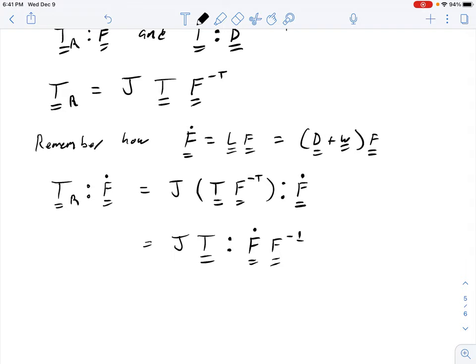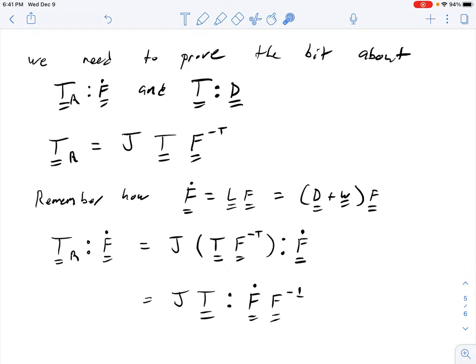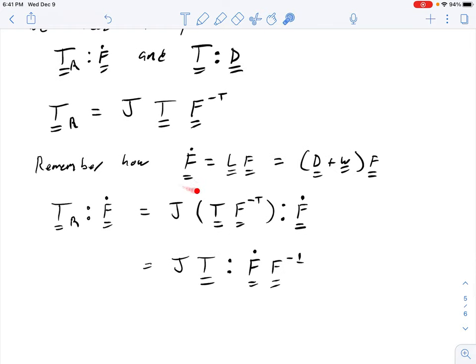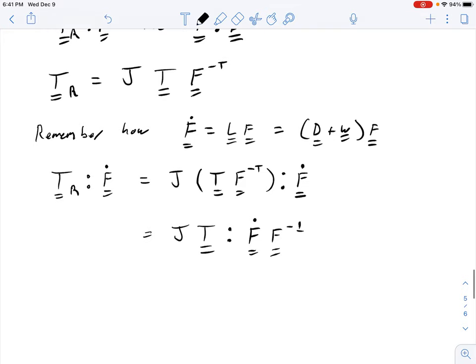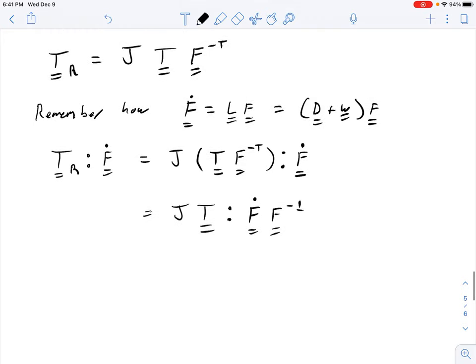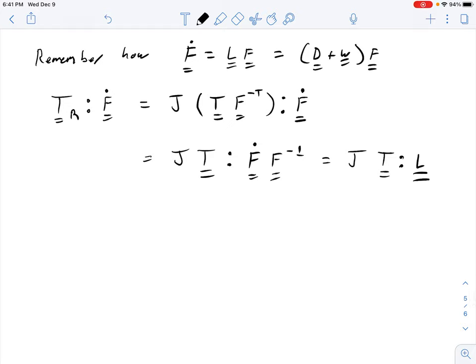Well, if we right multiply this by F inverse, we have that L is equal to F dot F inverse. So that is equal to the scalar J times T inner product L. And because the Cauchy stress is symmetric, that is equal to J times the Cauchy stress inner product D, since T is equal to T transpose. So in other words, T inner product W is zero.